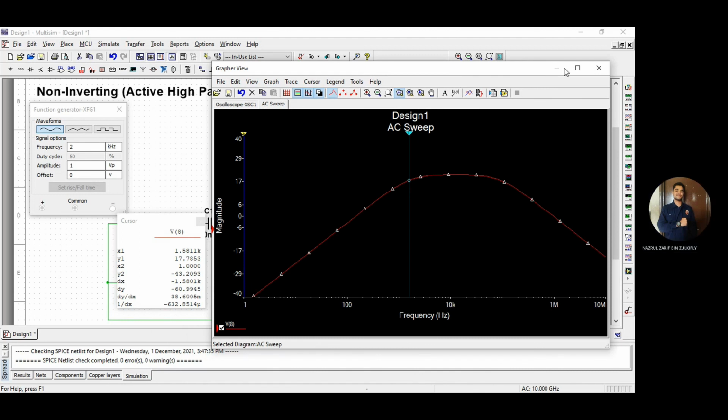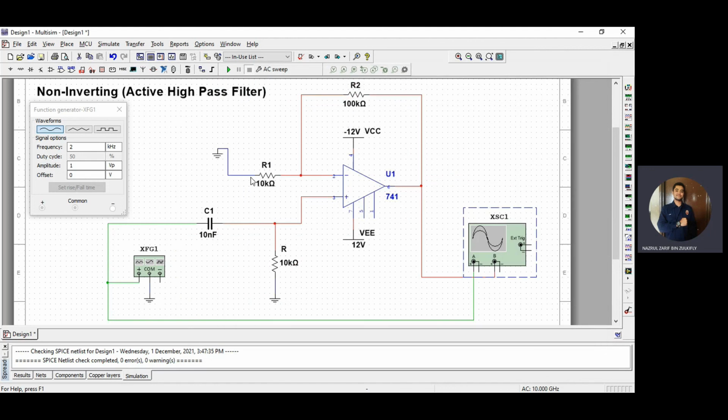Okay. So this is for the non-inverting high pass filter. If you want to do the inverting high pass filter, the configuration will be different, where the input will be inserted through the negative, which is inverting, and you should choose wisely your operational amplifier and your component values so that you get the desired output for whatever configuration you are trying to do.